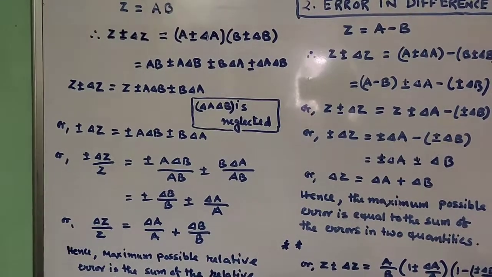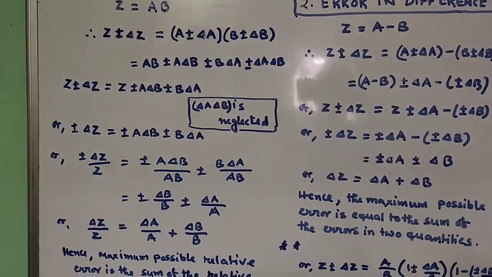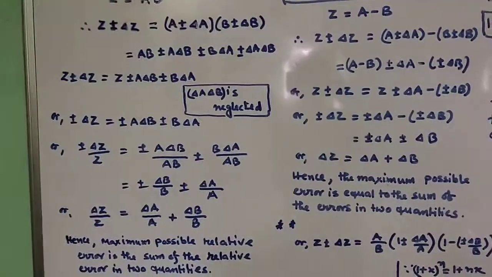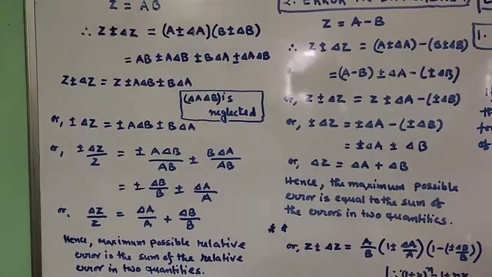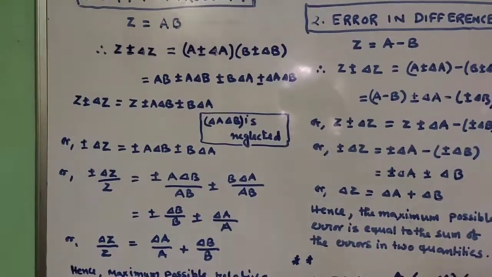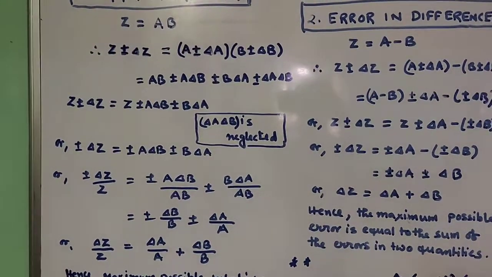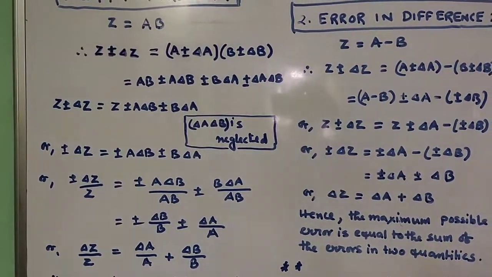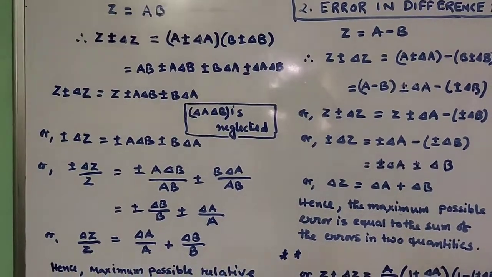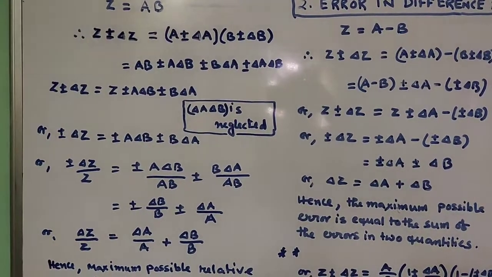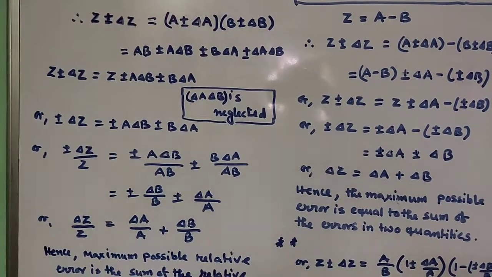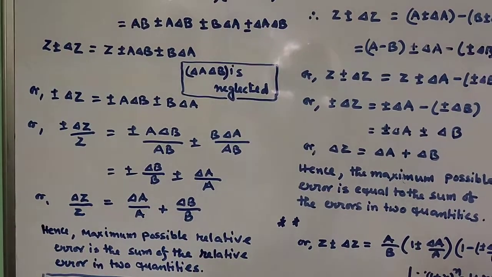Now delta A and delta B are very small quantities. So if you multiply two small quantities, then the result is further smaller, because we are considering delta A and delta B, the errors in the decimal part. So if you multiply two decimal figures, then the final result is further smaller. So the delta A delta B product is neglected. So you will get Z plus minus delta Z equal to AB plus minus A delta B plus minus B delta A. So Z goes off, plus minus delta Z equals plus minus A delta B plus minus B delta A.